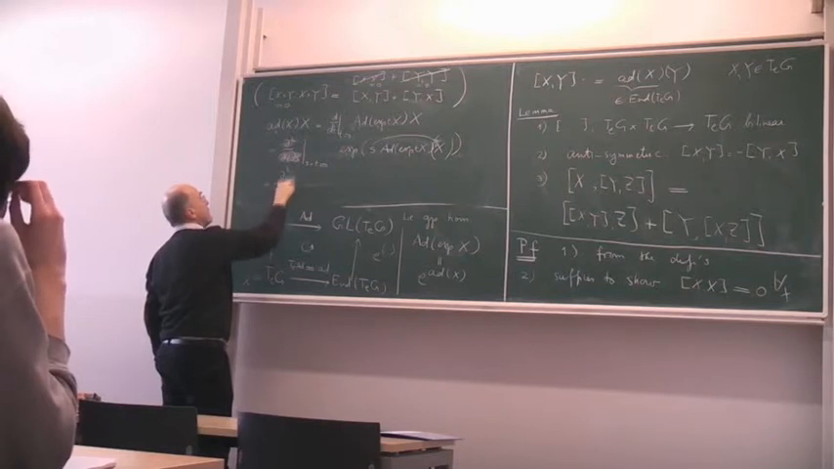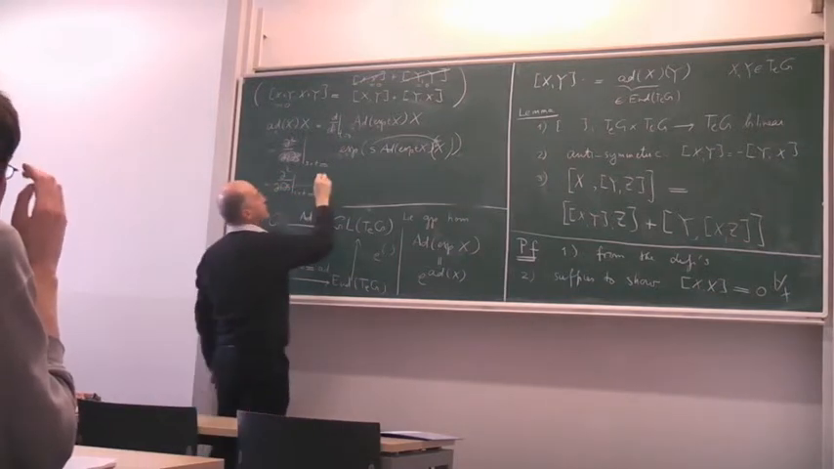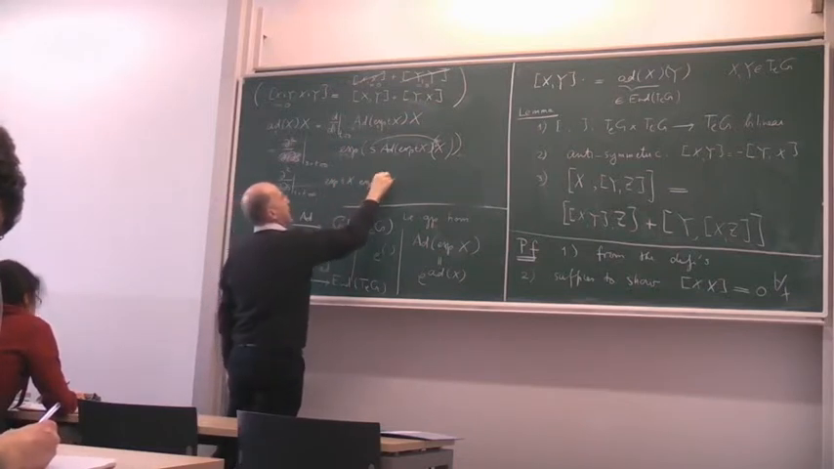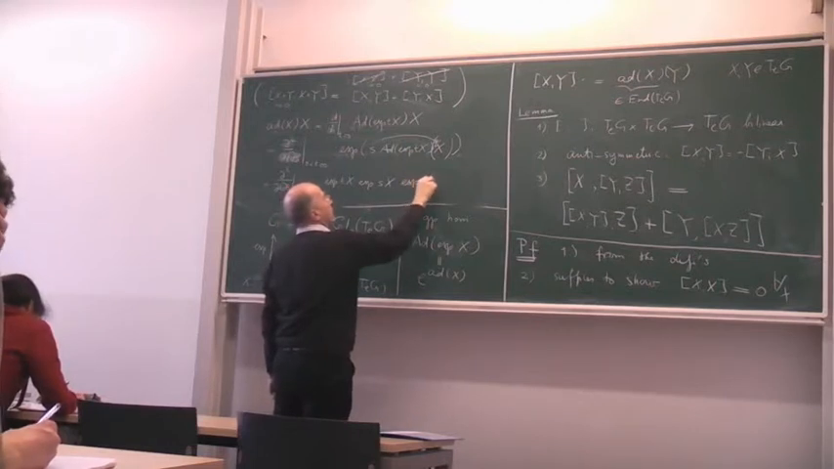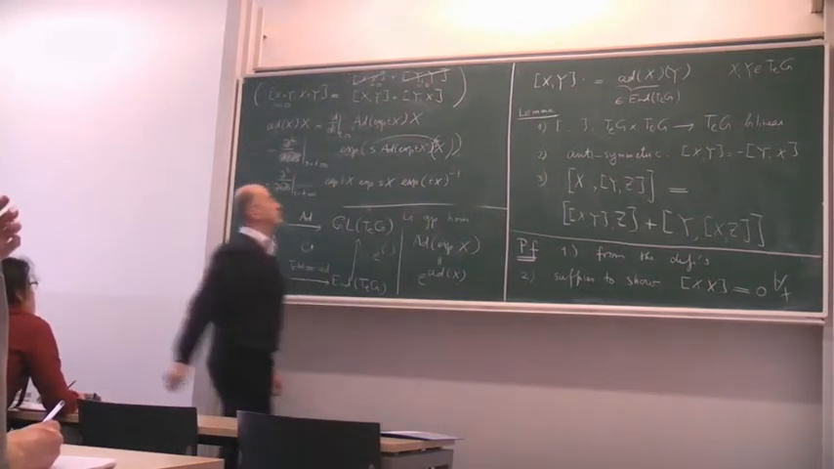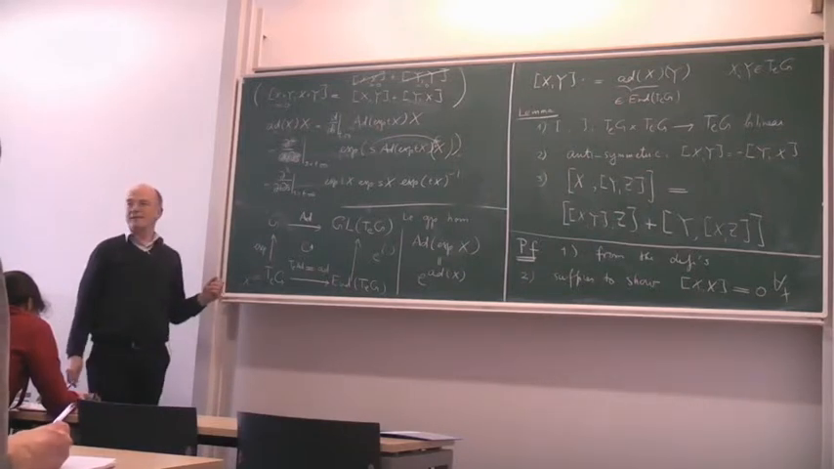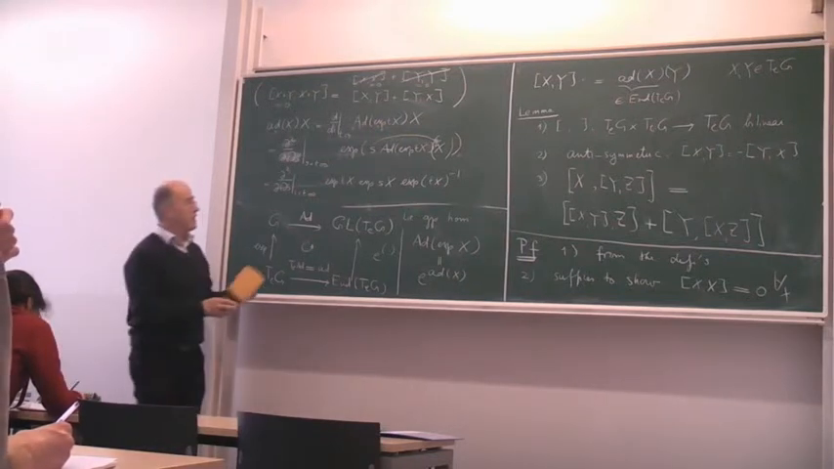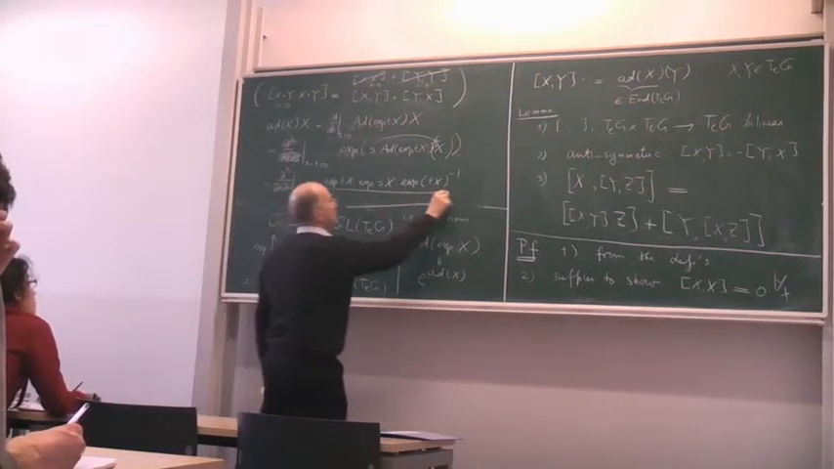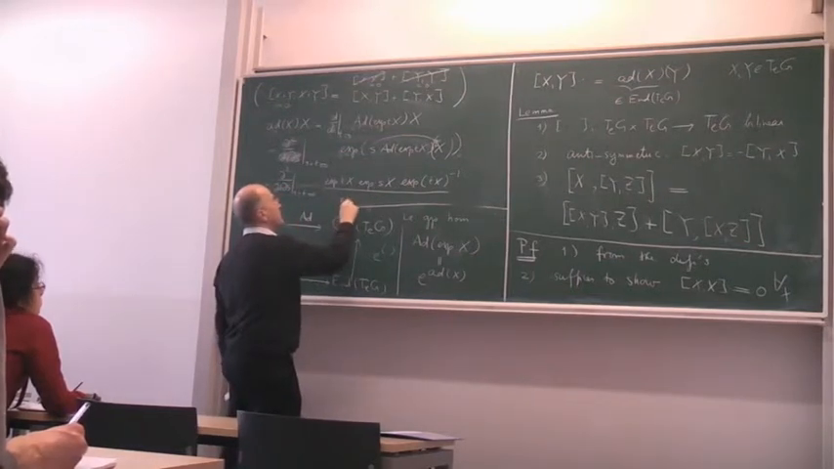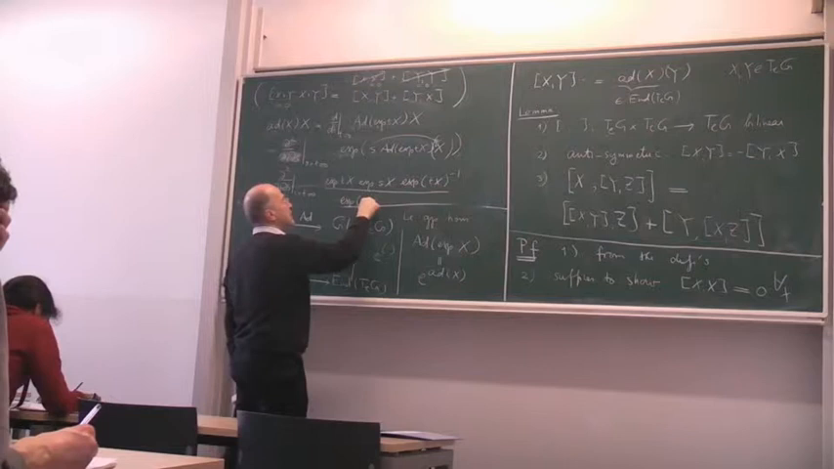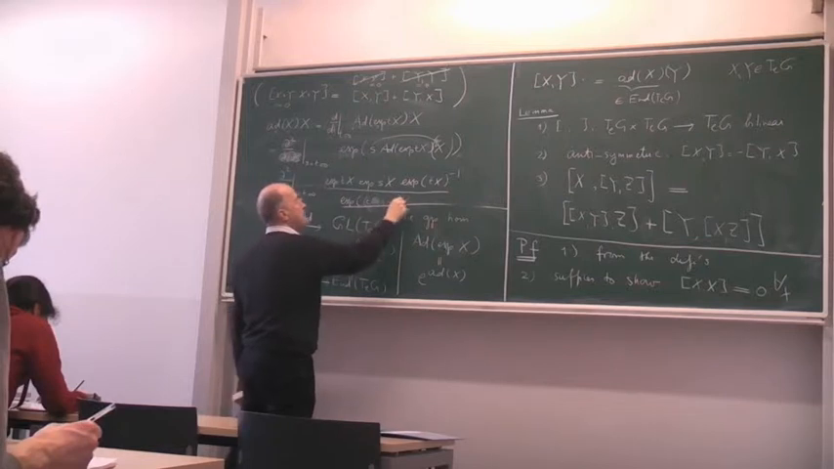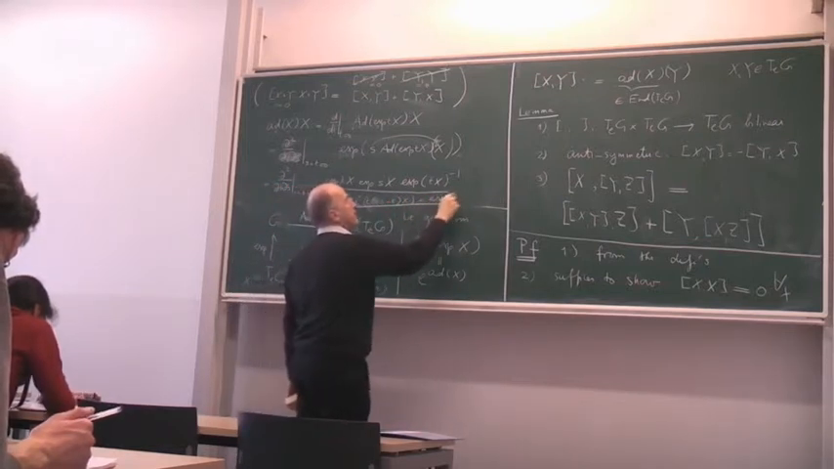this derivative at s is t is 0 of exp(tx) exp(sx) exp(tx) inverse. But now we will use that the exponential gives a one-parameter subgroup. And that means that we can write this expression as the exponential of tx, well really t plus s minus t times x is the exponential of sx.